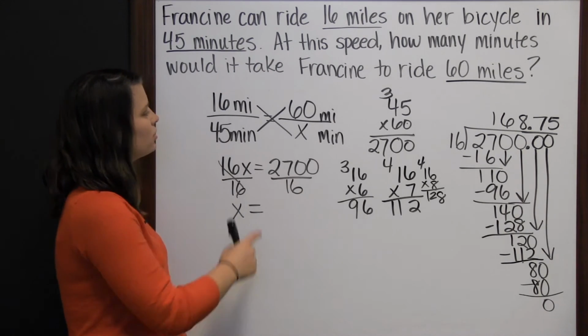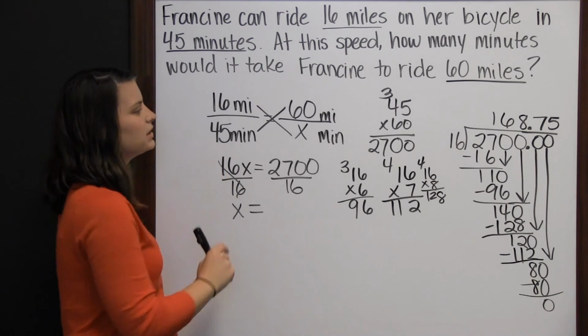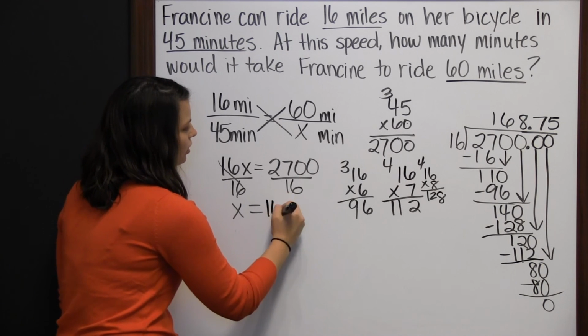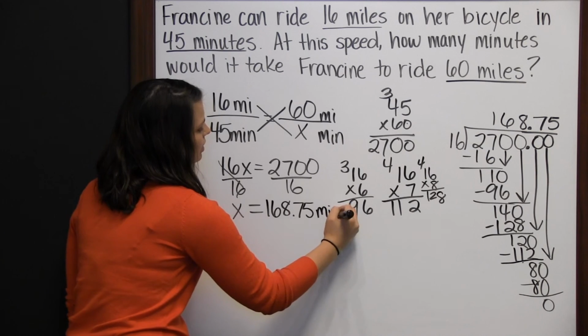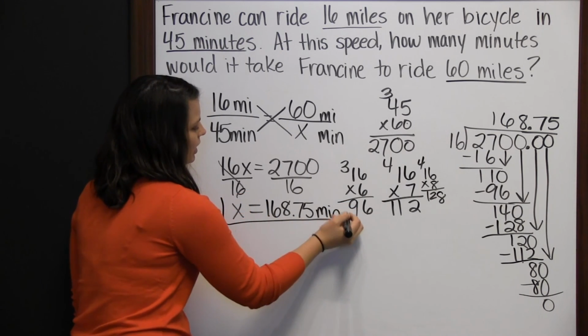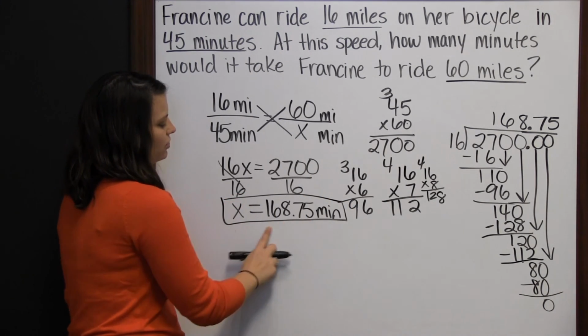So that means if it took her 45 minutes to go 16 miles, it should take her 168 and 75/100ths minutes to go 60 miles. And this is the answer you would grid in.